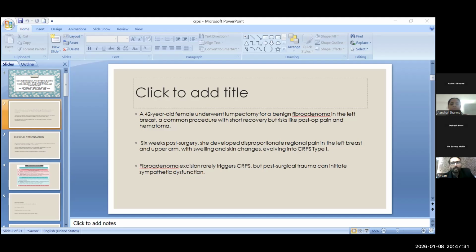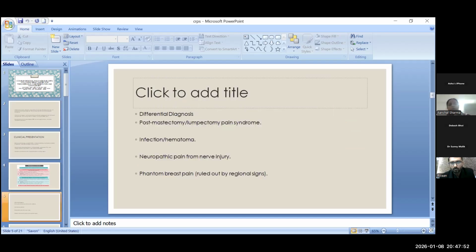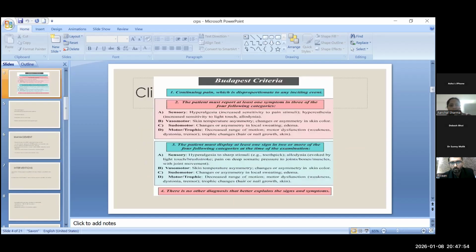So, in the... Divyansh, Budapest, the slide is not moving. Okay, only the second slide is visible to us. Is it visible now, sir? Yes, yes. Third, you're on the slide. Budapest criteria? Yes. Now it's visible. Okay.